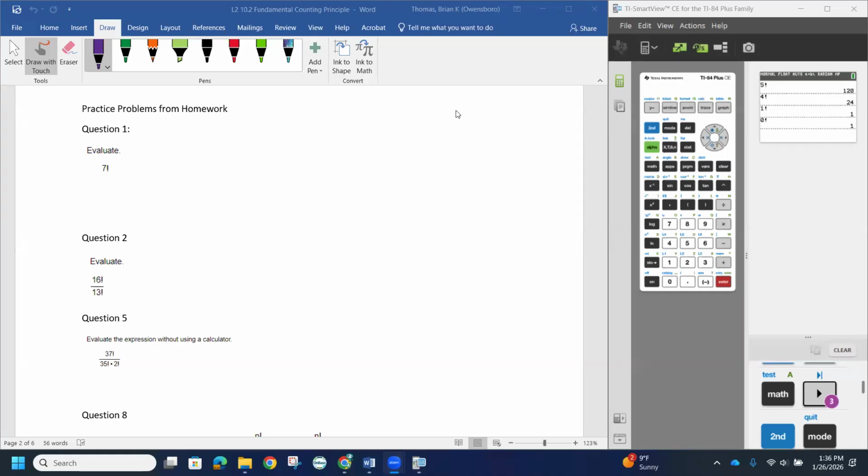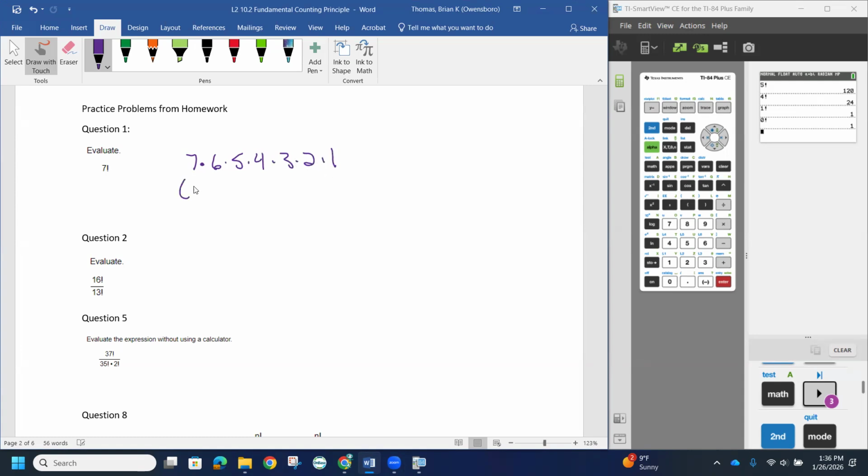So, in your homework, a few practice problems I would like to work out. Let's just look at question one. It says evaluate 7 with an exclamation point. We now know that 7 with an exclamation point means 7 factorial. We understand that 7 factorial means 7 times 6 times 5 times 4 times 3 times 2 times 1.